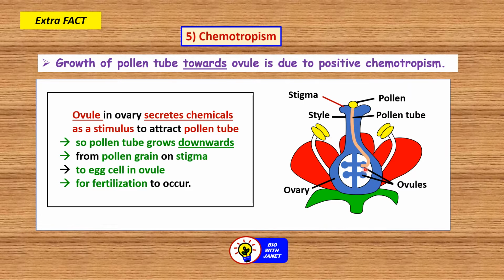occur between the male gamete. The male gamete is in the pollen tube. So as the pollen tube grows downwards, the male gamete from the pollen will also grow down. Okay, the male gamete is actually like a nucleus like that, male nucleus or male gamete. So when it reaches the ovule here, it will carry out fertilization. All right, it will fertilize the egg cell. But the growth of the pollen tube is due to positive chemotropism.